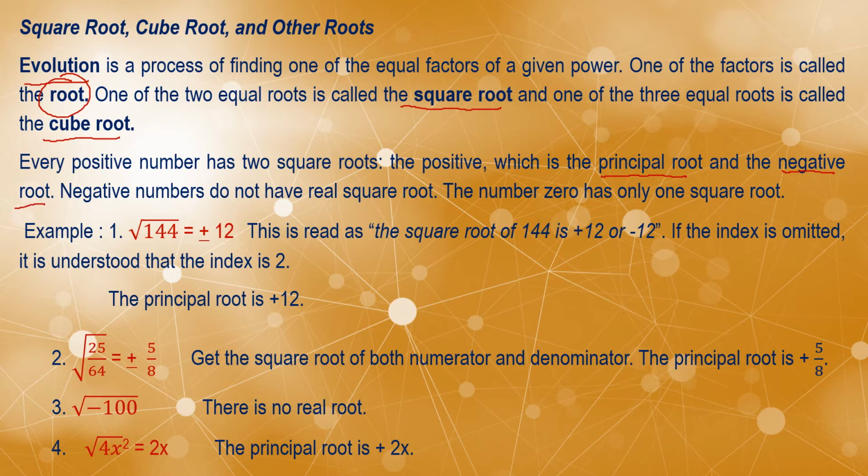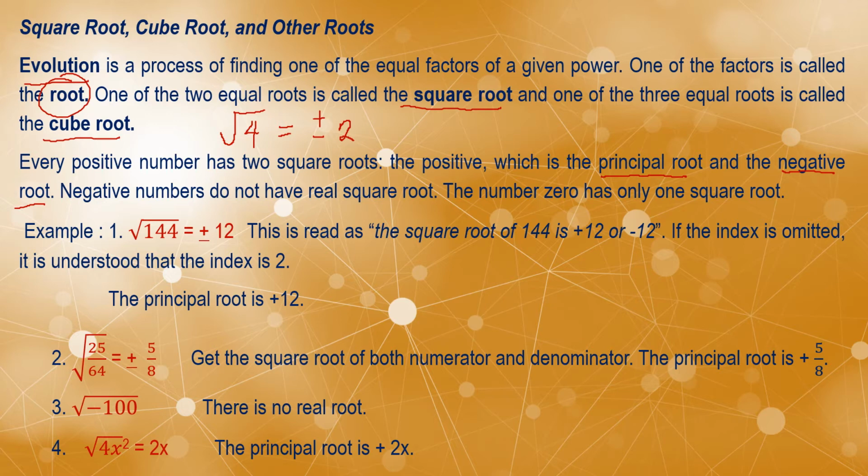So say for example, square root of 4. So the square root of 4 is positive and negative 2. So the positive 2 is the principal root, and then the other root is the negative root. Let's continue. Negative numbers do not have real square roots. The number 0 has only one square root. So let's have some examples.